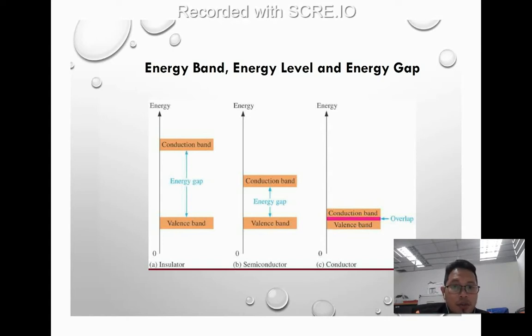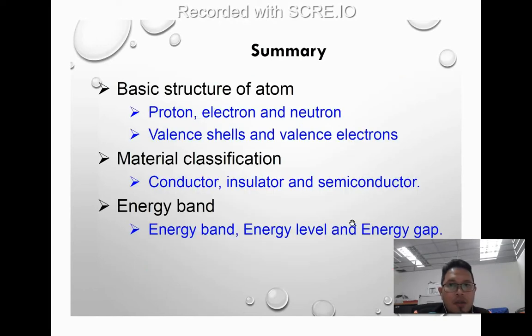This is the situation, especially when you can see that the difference is in the energy gap, right? Therefore, in this first chapter, you need to know the basic structure of an atom. What is a proton, what is an electron and a neutron, what is the valence shell and valence electron, and classify 3 different materials. We have conductor, insulator, and semiconductor, and define energy band, energy level, and energy gap.